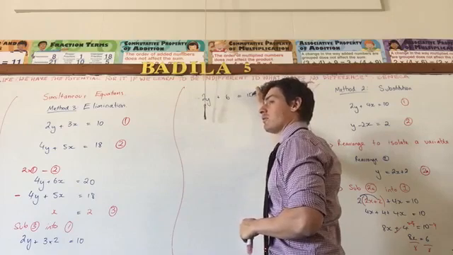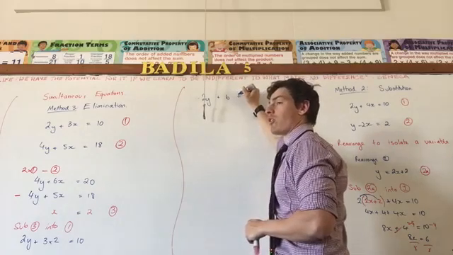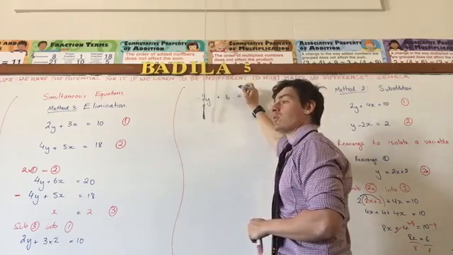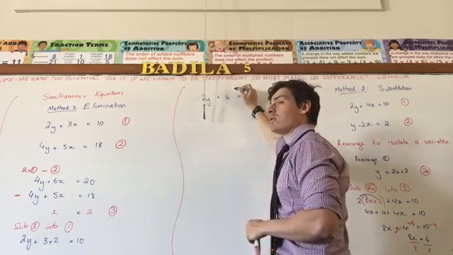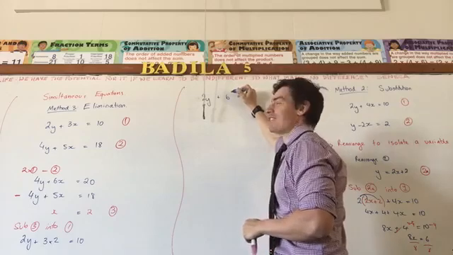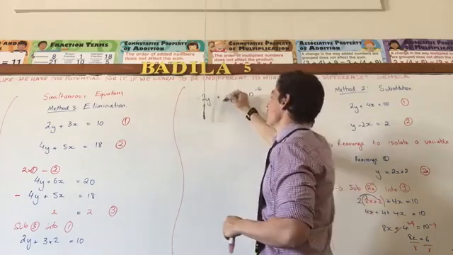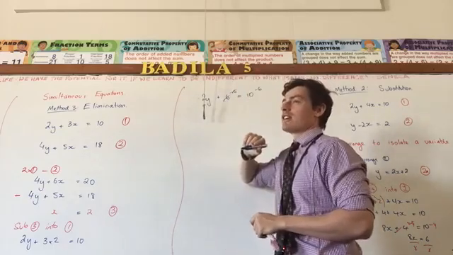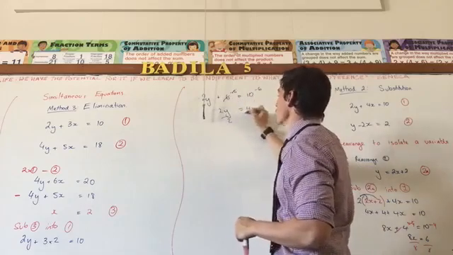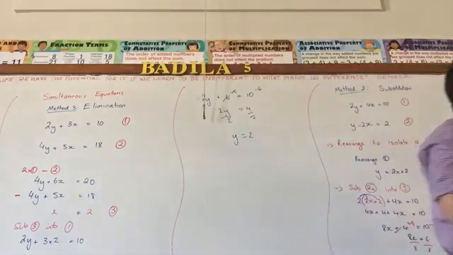Now what am I doing? What do I want to do? What's the unknown? Y. So I want to get y by itself. Minus 6, hey? 2y equals, sorry. Divide both sides by 2. Y equals. Still works, correct?